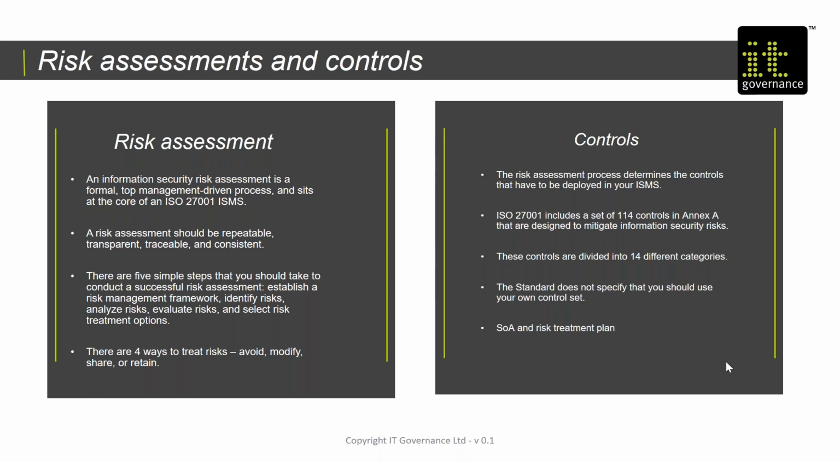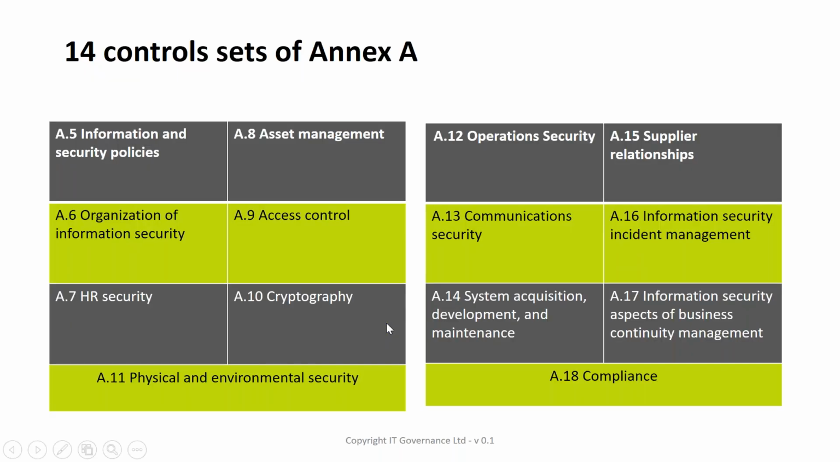The 114 controls in Annex A, as I've mentioned, are designed to mitigate information security risks. While you can select controls from elsewhere, Annex A is a pretty comprehensive set, and most organizations find that they can work perfectly adequately with that. You don't have to use your own control set. You don't have to use Annex A. You simply have to use a set of controls. And whichever set of controls you use has to be mapped to Annex A in the statement of applicability, and has to be linked to a risk treatment plan, which sets out how you're going to go about implementing the controls that you have selected.